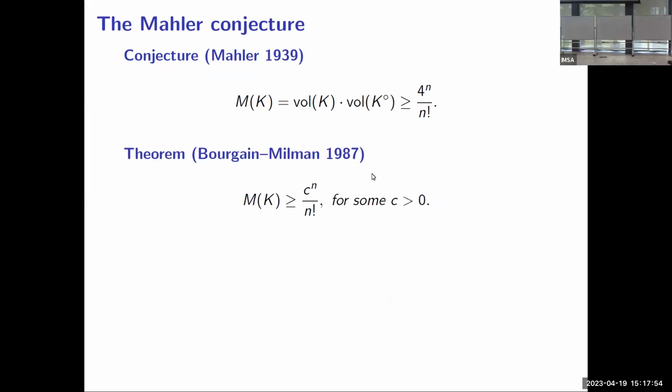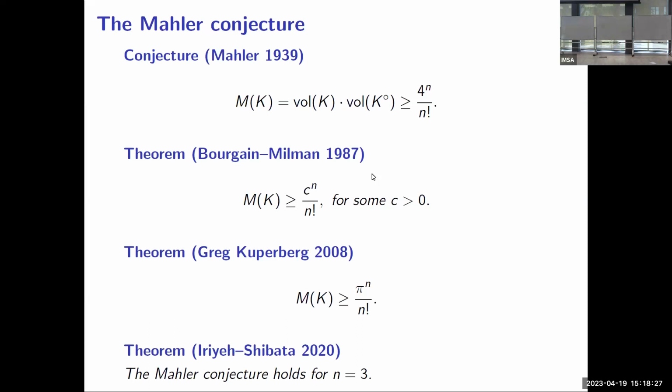So in '87, Bourgain and Milman proved that this is the right order. So basically there exists some constant c such that this product is greater than or equal to c^n over n factorial. So it's bounded below with the appropriate growth rate. And then Greg Kuperberg in 2008 showed that it's bounded below by (π/4)^n times 4^n over n factorial, that is π^n over n factorial. So there is a gap between π and 4. And of course, he didn't find a sharp case, otherwise the conjecture would be disproven. But you're kind of stuck with that.